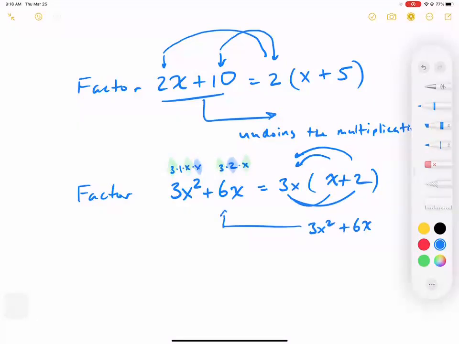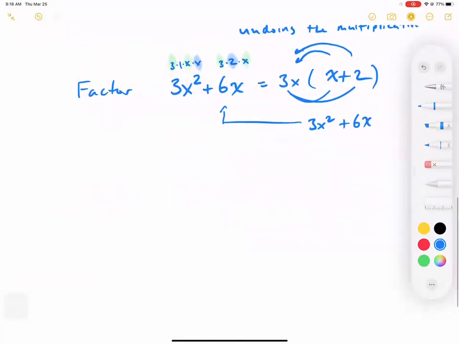They are equal to each other, but we're writing it in a factored form, a factored way. We're undoing our distributive property. We're undoing our multiplication. Let's do this again. Factor 10x squared plus 25x now, okay? Can you see numbers that are in common for 10 and 25?